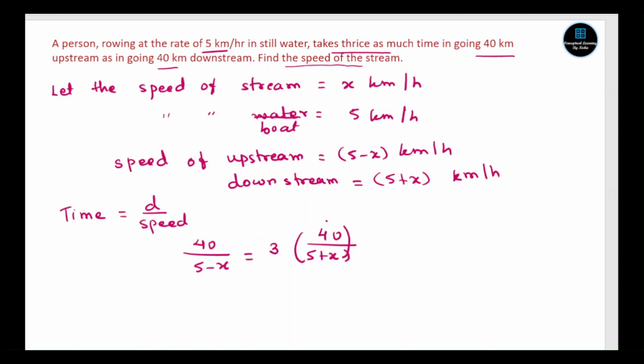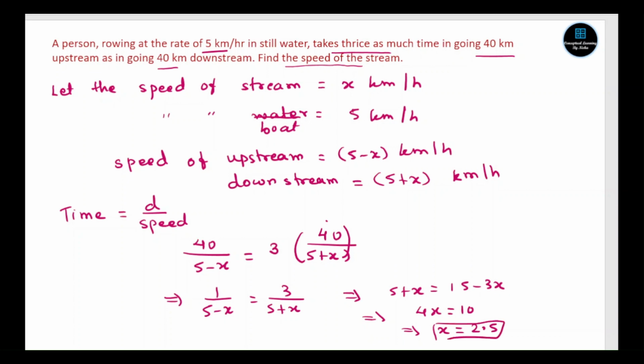Now we'll divide both sides by 40 first. So we'll get 1 over 5 minus x equals 3 upon 5 plus x. Then I can simplify this easily. So 5 plus x equals 15 minus 3x, and now when I solve this, I have 4x equals 10 and x equals 2.5.